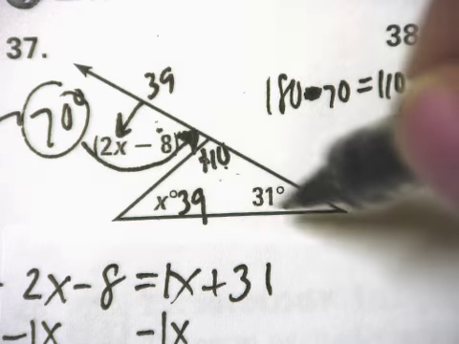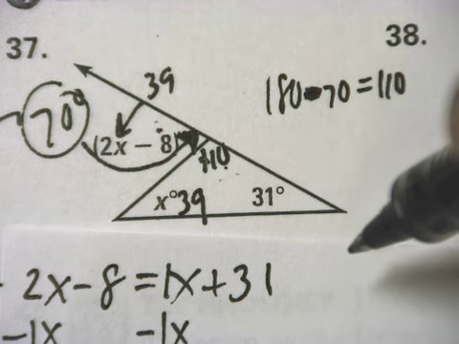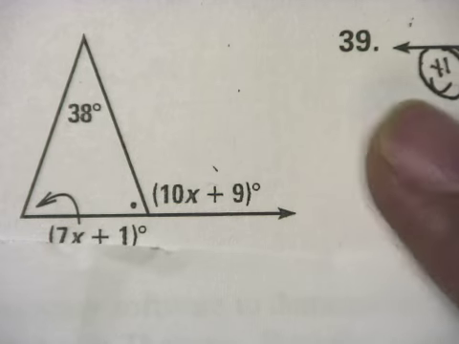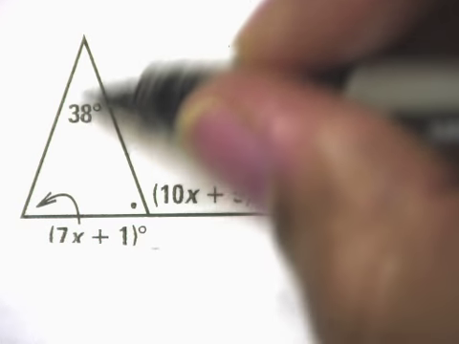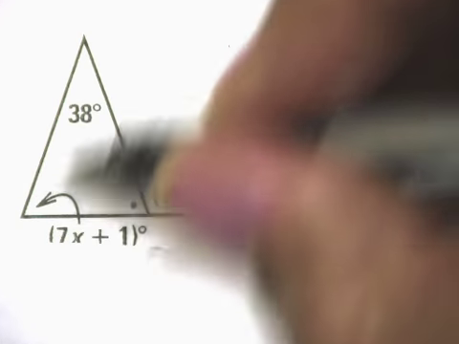If these are a linear pair and this is 70 and this is 110 and a triangle has 180, well, I've used up 110. These two have to add up to how much? To 70, which means that this exterior angle and the two non-adjacent angles are going to have the same measure.